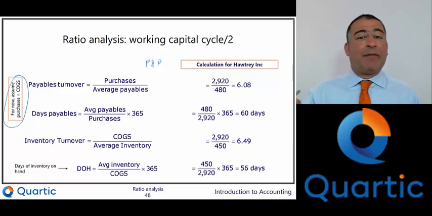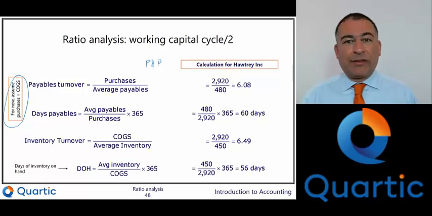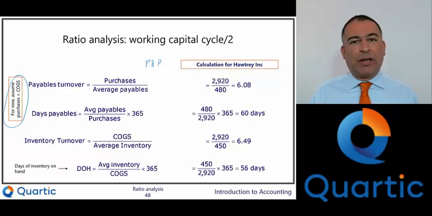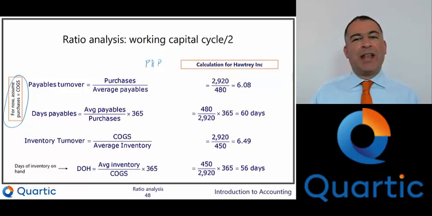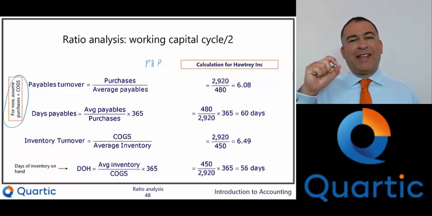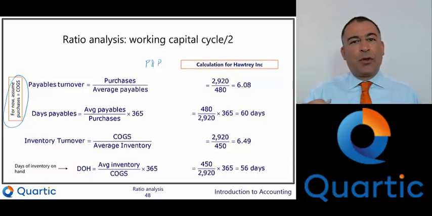Now, the last one doesn't have the alliteration. We had revenues and receivables, purchases and payables. The last one is COGS and inventory. Now, these two also go together. Now, they don't go together perfectly, but they're as good as you can get. The reason they don't go together perfectly is COGS is the cost of the goods that we sold, whereas inventory is the cost of the goods that we haven't sold at the year end.